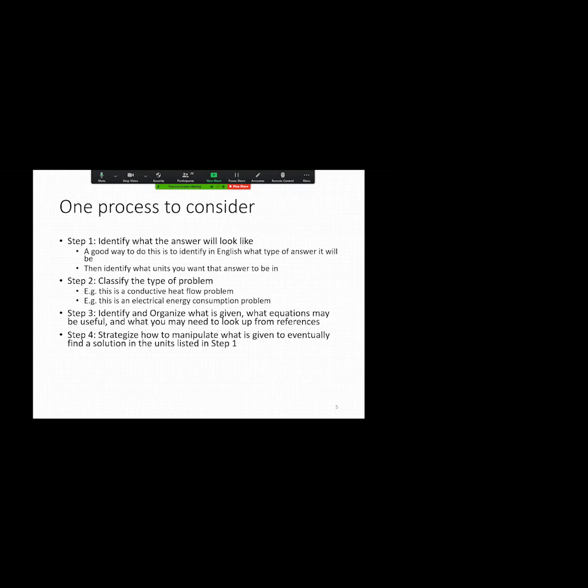So again, strategize how to manipulate what is given to eventually find a solution in the units listed in step 1. So again, it's an iterative process. If you have a list of variables that you're given, look at the units that they have, look at the units in the answer you think you're going to have, and try to work your way through that so that you come up with the units that you want in your answer. Implement your strategy, see if it works.